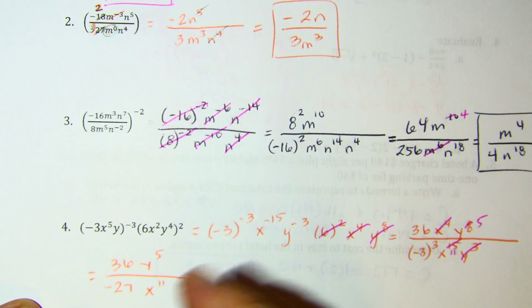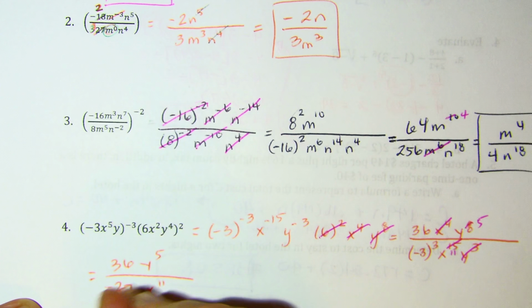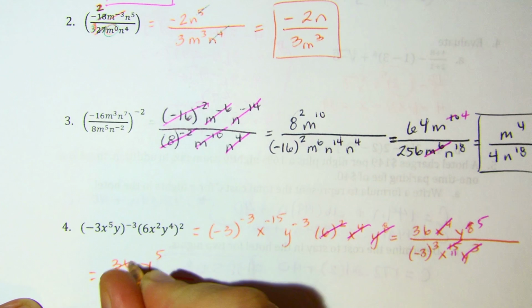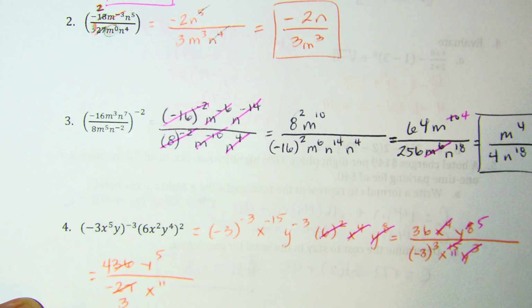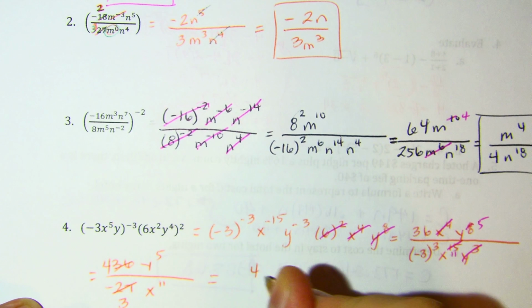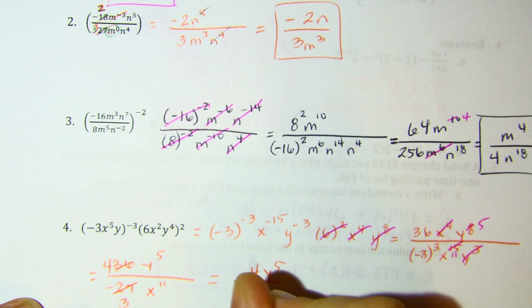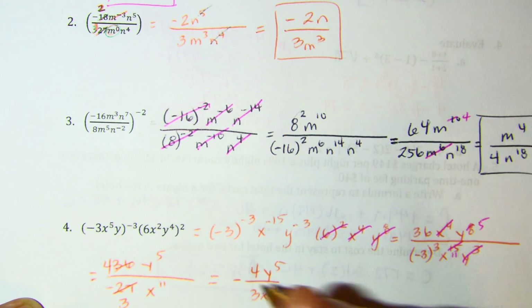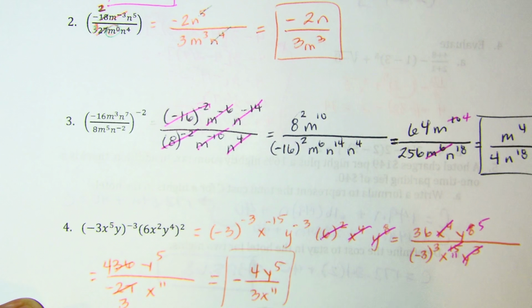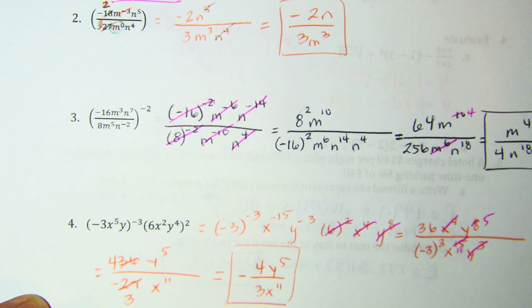And 36 and 27 have a common factor of 9. So 27 divided by 9 is 3. 36 divided by 9 is 4. So my final answer is 4y to the 5th over 3x to the 11th, and this is negative. I can move the negative out front, be on top or bottom. It doesn't change what we have here.